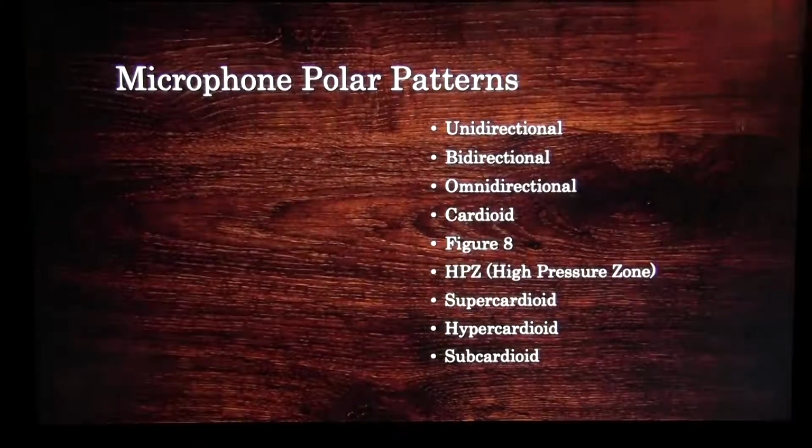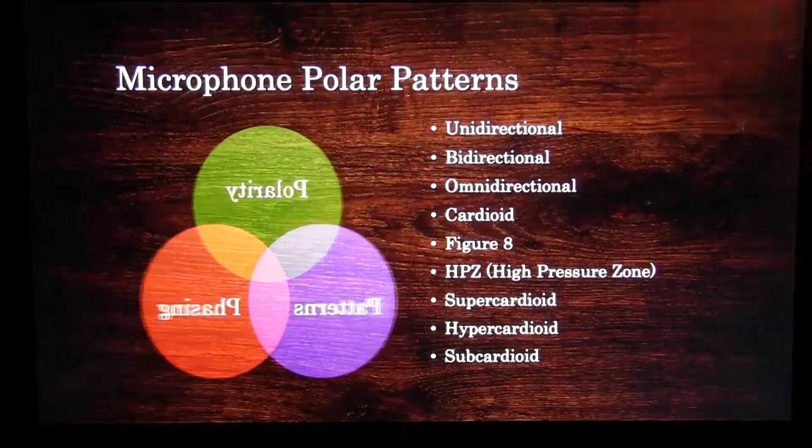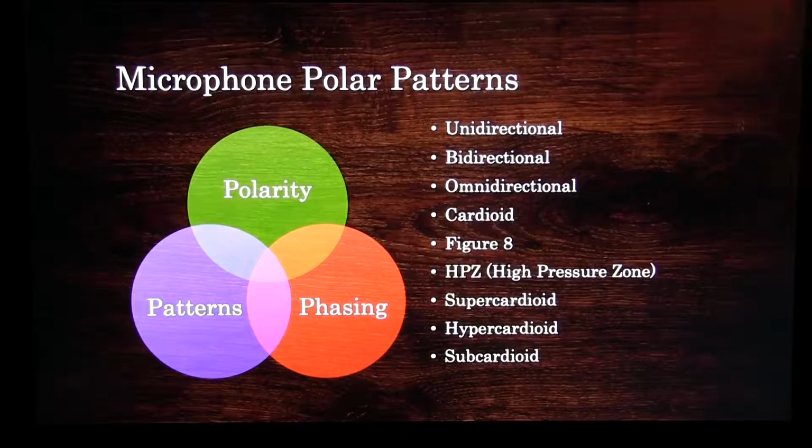There's another important thing to consider with microphones, and that's microphone polar patterns. There's actually 9 of them. You have unidirectional, bidirectional, omnidirectional, cardioid, figure 8, high pressure zone, supercardioid, hypercardioid, and subcardioid. Now, all of these provide you with a different variation on how that microphone picks up sound. Is it going to pick up the entire room? Is it going to pick up just the direction of the voice or the sound that's transmitted? Or is it going to pick up from both sides of the microphone, such as the figure 8? There's a lot of variations, and they can all be determined by what your application is.